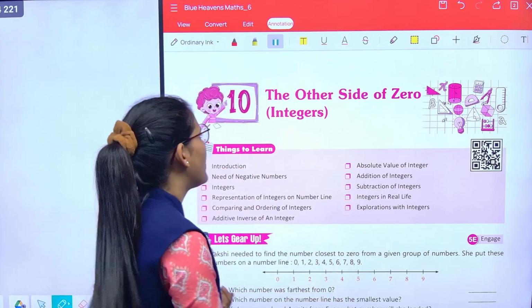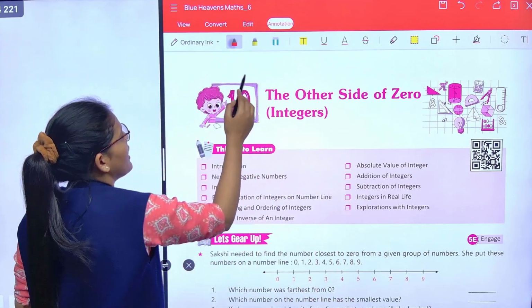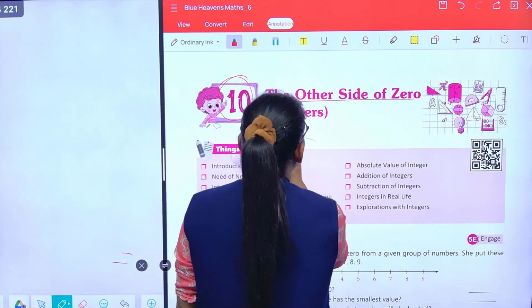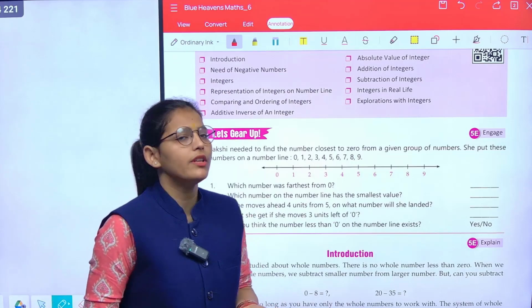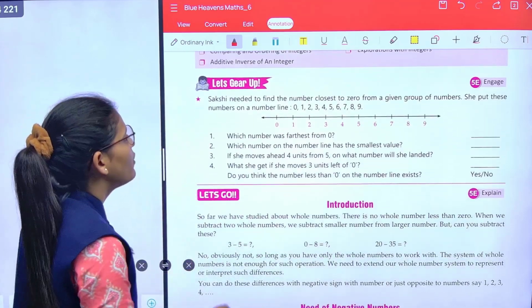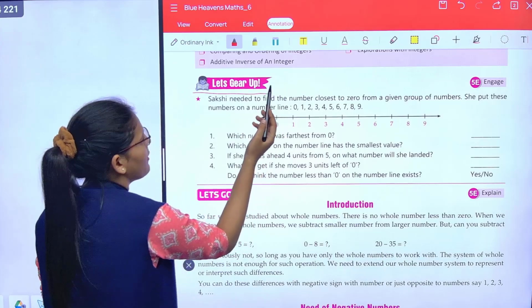Students, today we will learn chapter number 10, the other side of zero: integers. Now class, in this chapter we are going to study about integers. Now let's start the chapter.